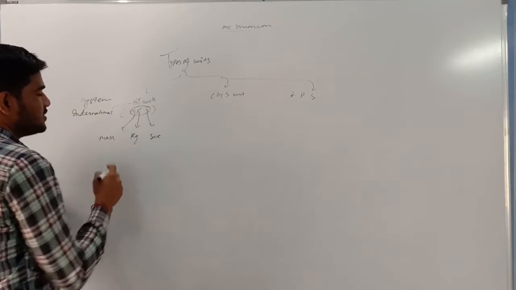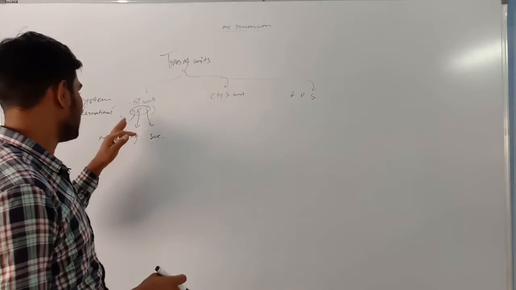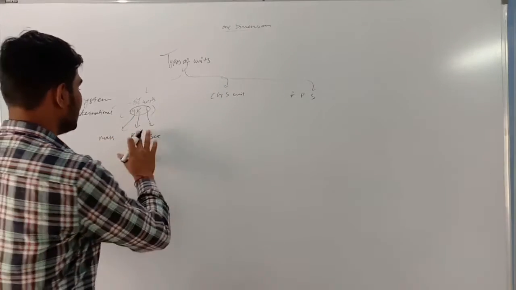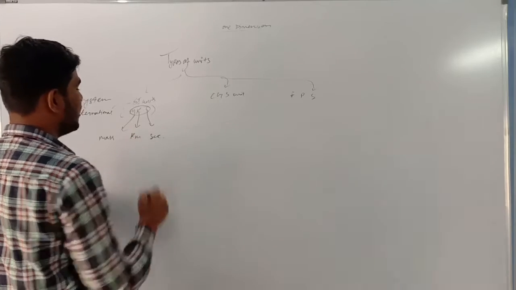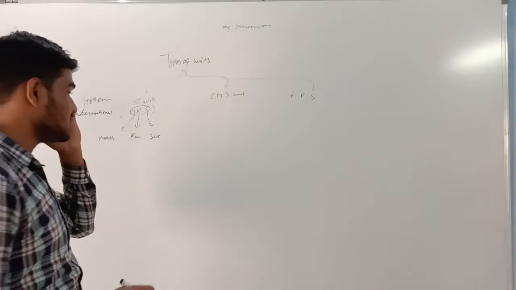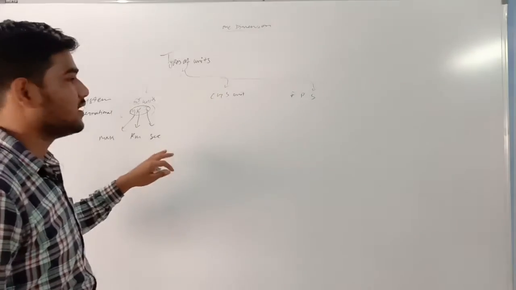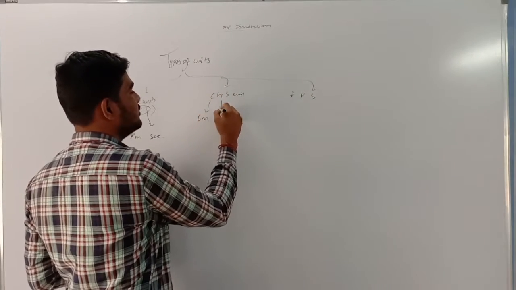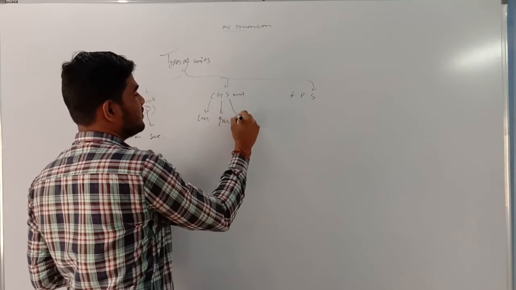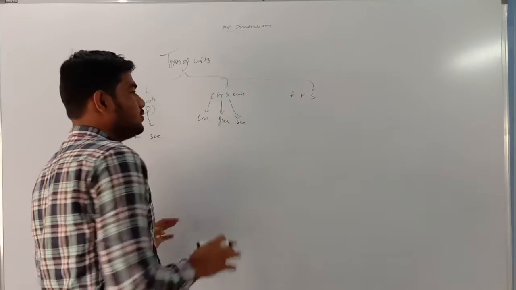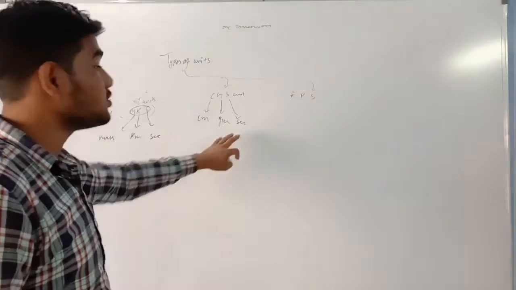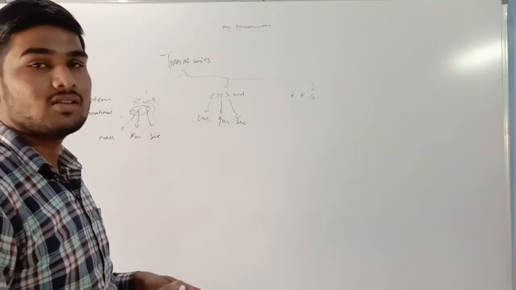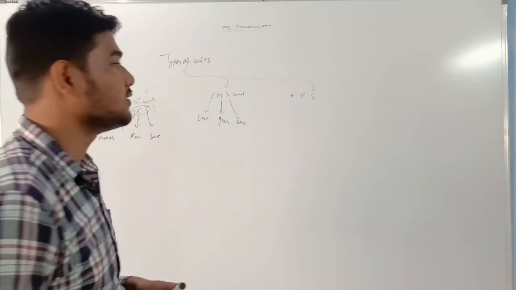ठीक है, M means mass, and K means kilometer, and S means second. So what is this? Meter, kilogram, and second. And CGS means C is centimeter, G means gram, and S means second. You can note that second is not changing, time is not changing, because time is a basic quantity and it is measured only in seconds.